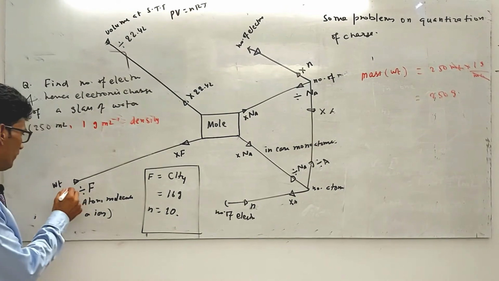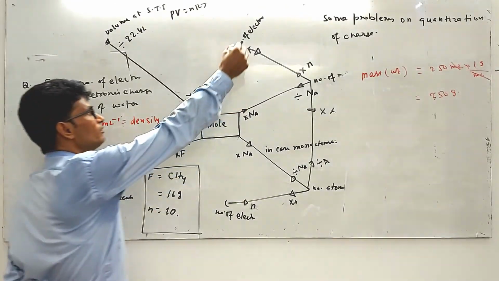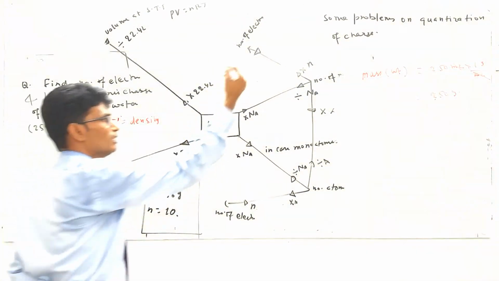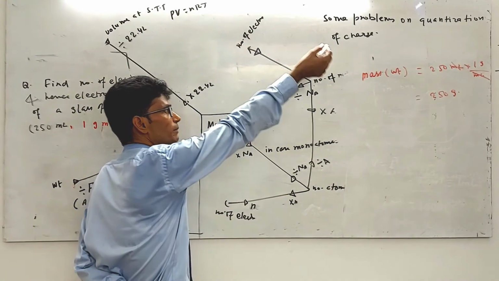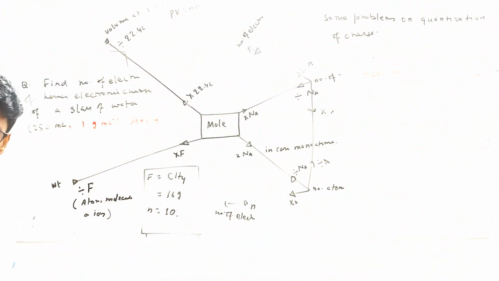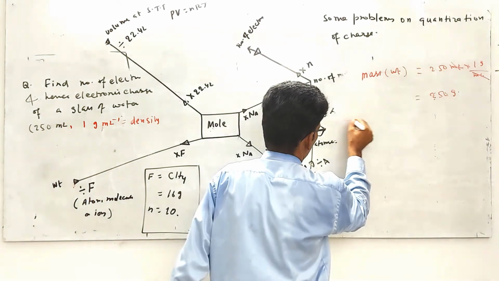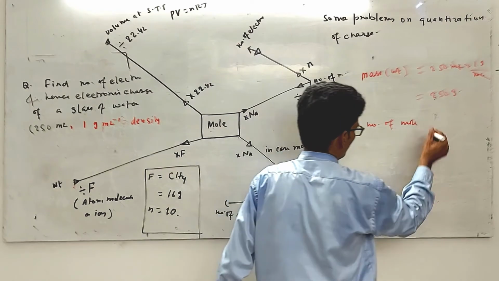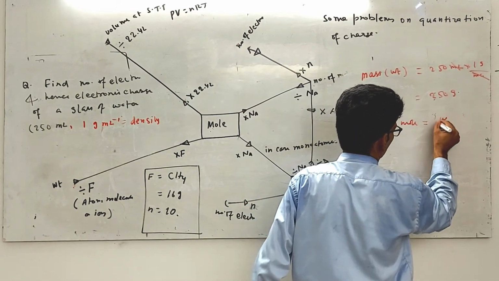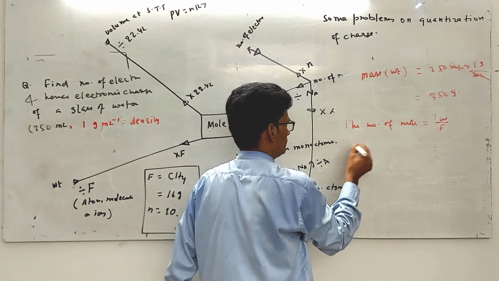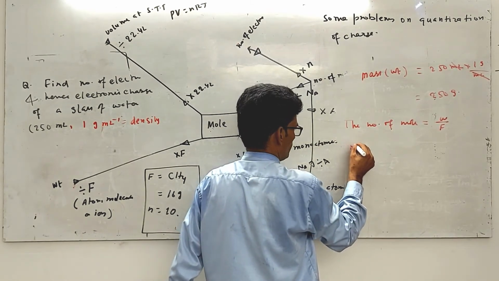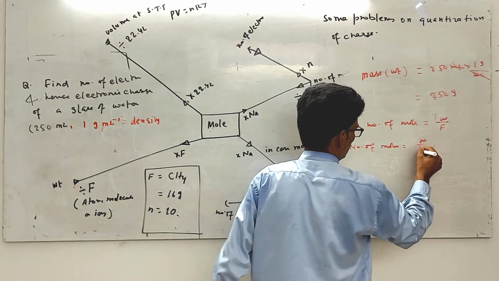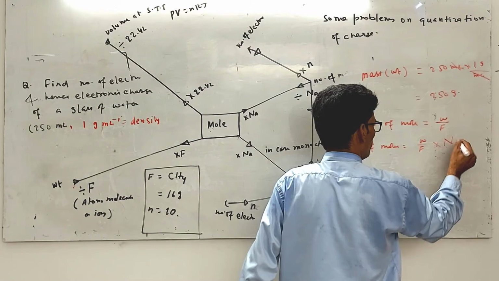Now here we are in weight. Where do we have to go? Number of electrons and hence electronic charge. So firstly we have to go to moles, then number of molecules, and then number of electrons. Finally, multiply by the charge of the electron, 1.6 into 10 to the minus 19, and you get the answer. So the number of moles is weight divided by formula weight. Number of molecules is W by M, the number of moles, multiplied by Avogadro number.